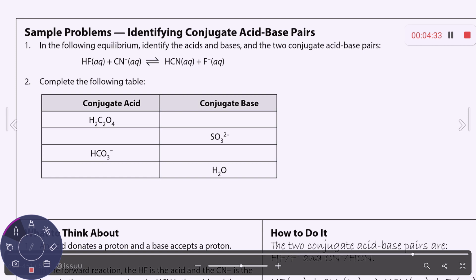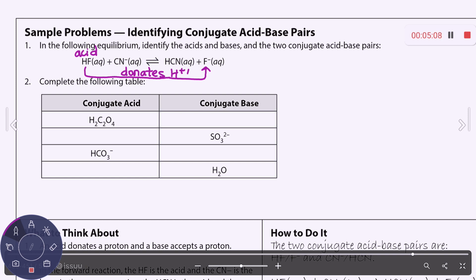Which one? This would get partnered up with what? It would have to be the F. Okay, so reading it from left to right, are we gaining or are we donating a hydrogen? Okay, according to the Bronsted-Lowry definition, do acids or bases donate a hydrogen? Acids. So you would write acid above HF.